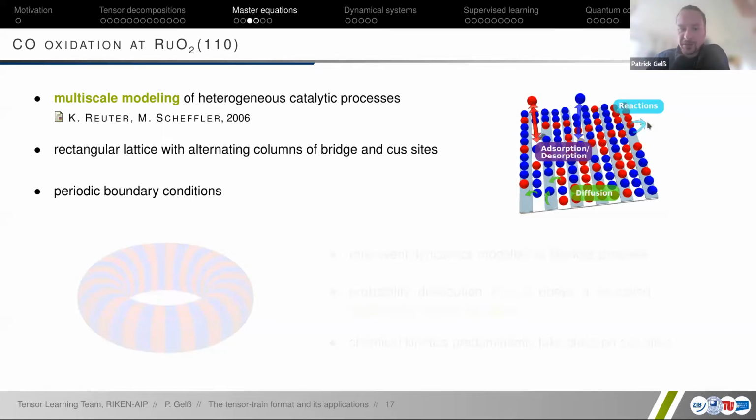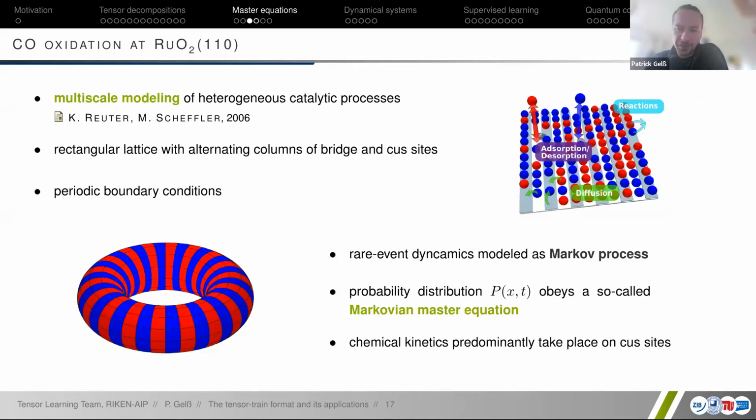So here in this case, CAS and bridge sites, and on these sites, different molecules can be adsorbed. In this case, it's CO, oxygen, and the other state is the empty state. So we have 3 states per site. And we apply some periodic boundary conditions in our tensor, which we can also include. And the aim is to construct a Markovian master equation, in this case inspired by the chemical master equation, to model these rare event dynamics and to extract key quantities from these systems.